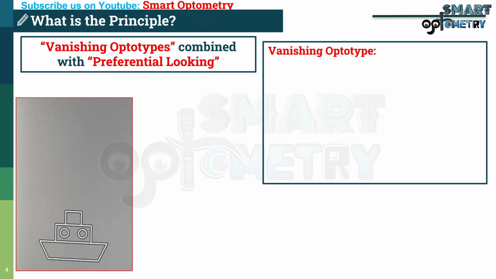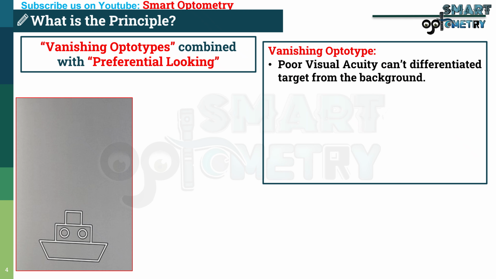Vanishing optotype principle. As the line that draws the target becomes narrower, if the visual acuity of the child is poor, then the target can't be differentiated from the background. The target will vanish and the card will be completely blank. Thus, it's called vanishing optotype.